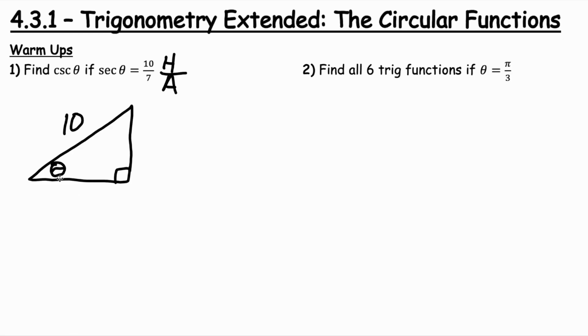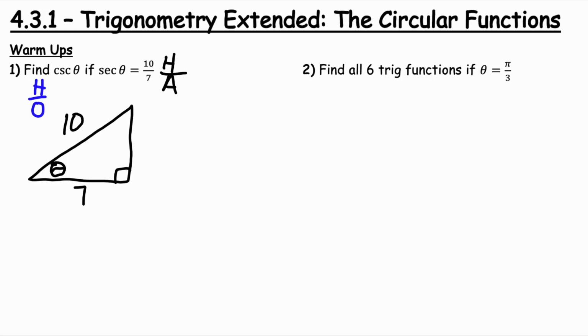And remember, adjacent means right next to. So that's this side length down here, right next to my angle. So that is 7. To find cosecant now, if we remember, cosecant is the reciprocal of sine. So the reciprocal of sine means that this will be hypotenuse over opposite. Well, I know my hypotenuse, that's 10, but I don't know opposite. So I have to figure out that side length.